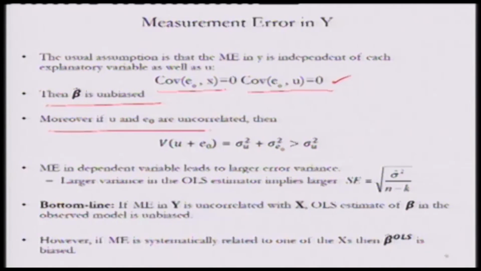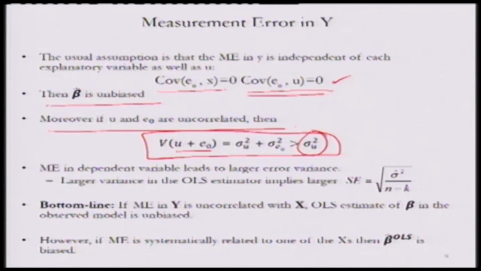Moreover, if u and E naught are uncorrelated, which is this condition over here, then what we end up having is just a higher variance term for the error. So, now our new error term is u plus E naught. So, we have variance of u plus E naught, which is of course greater than the previous or the true standard error or the true variance of the error term.